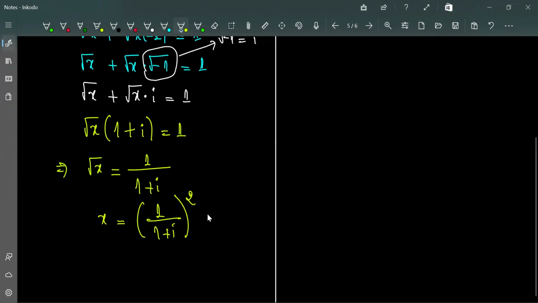So we can write x is equal to 1 over 1 plus i squared. Okay, so 1 plus i squared is a binomial expansion. So it's equal to 1 plus 2i plus i squared.